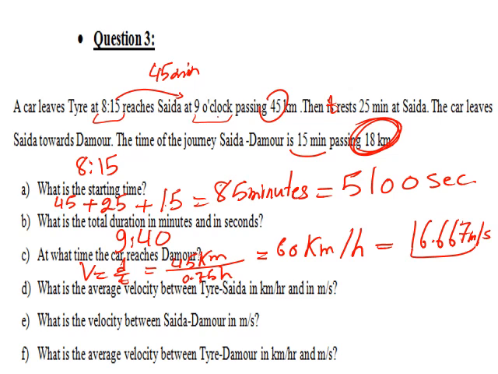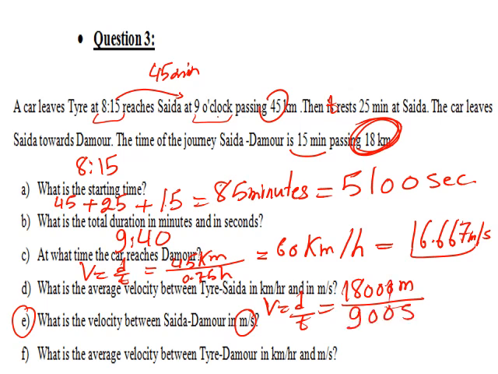This is part E. What is the velocity between Saida and Damour in meter per second? We have V equal to distance over time. Between Saida and Damour, the distance is 18 kilometer. I want to calculate it in meter per second. So 18 kilometer should be converted to meter, so it's 18,000 meter over the time, which is 15 minutes. Minutes to be converted to seconds, it's 900 seconds. So 0 by 0, 0 by 0, 180 divided by 9, it's 20 meter per second.